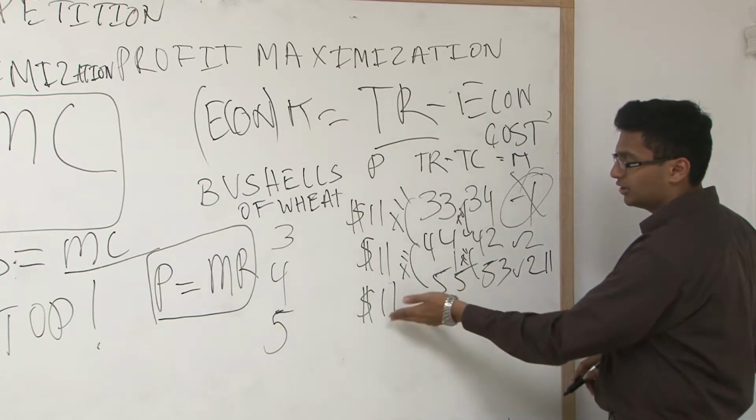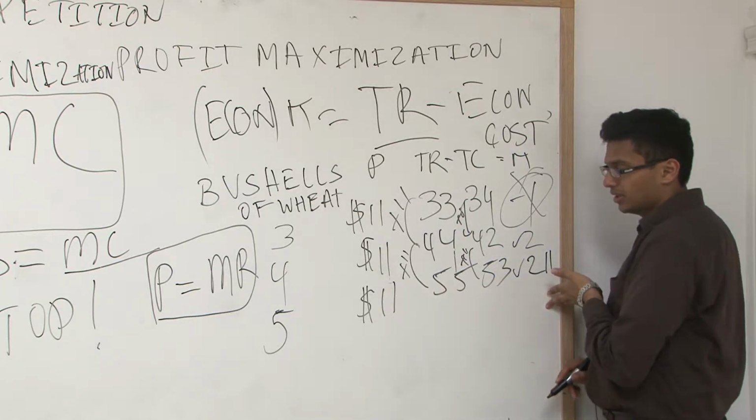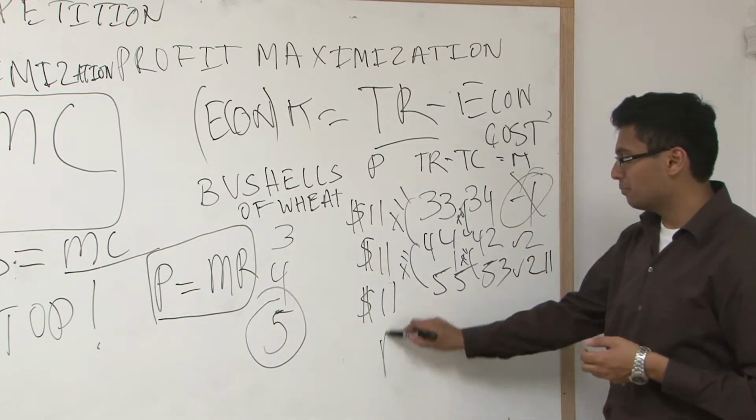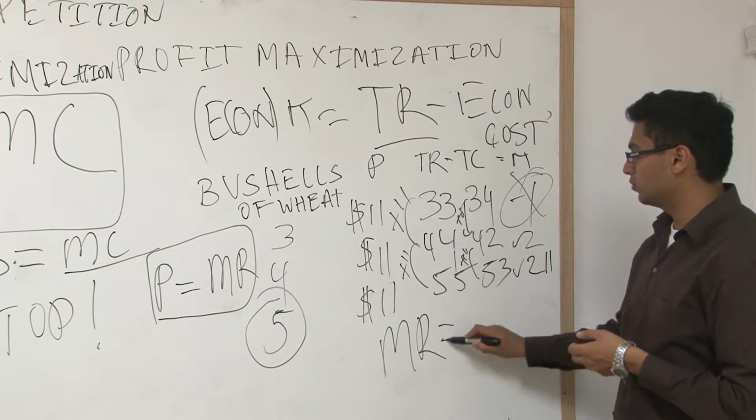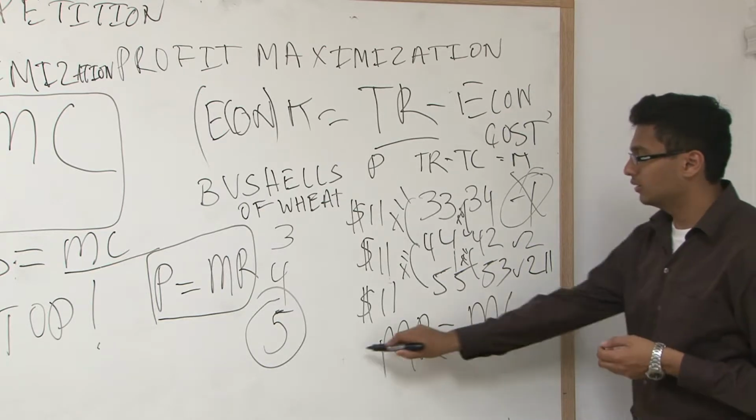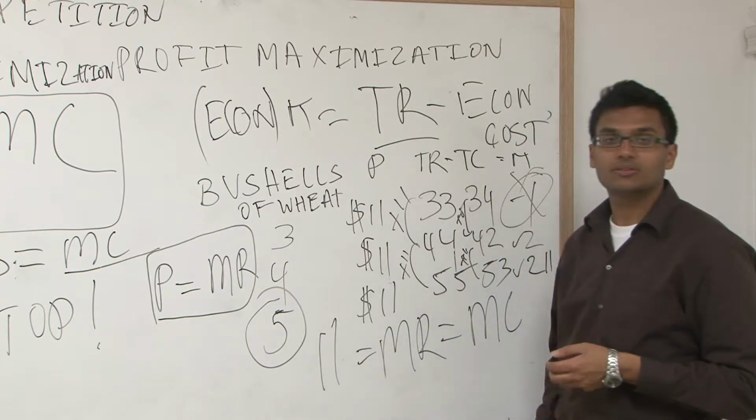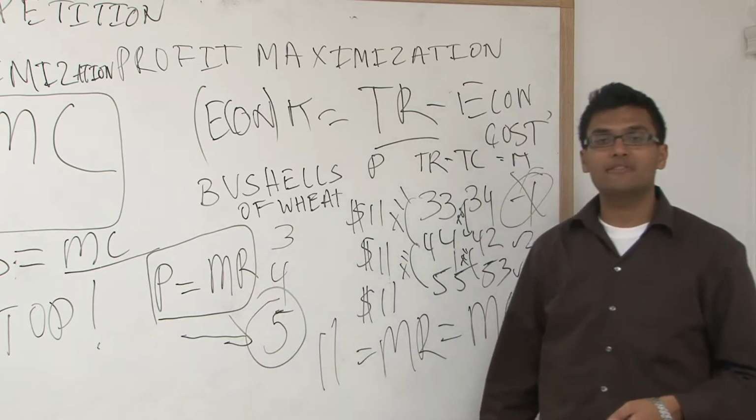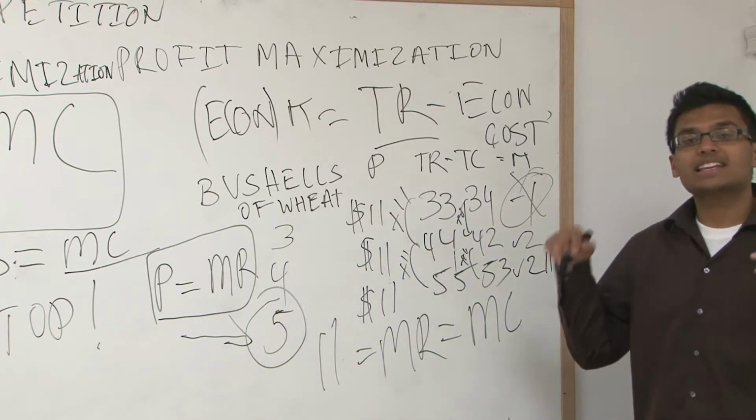Marginal revenue is 11, marginal cost is 11. So at 5 units, of 5 bushels of wheat, my MR is equal to my MC, which is equal to 11. So I stop as a firm here and I produce at 5 units. That's how you maximize profit.